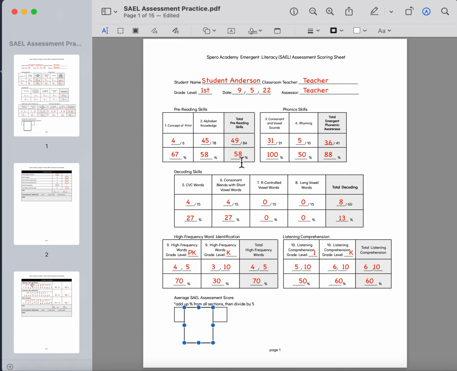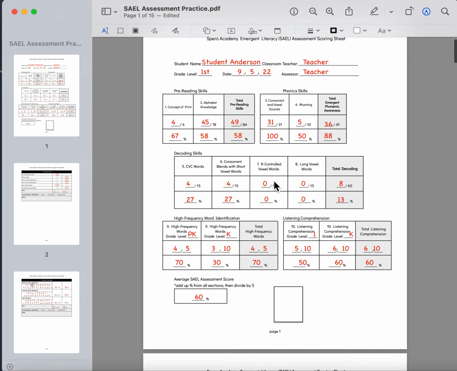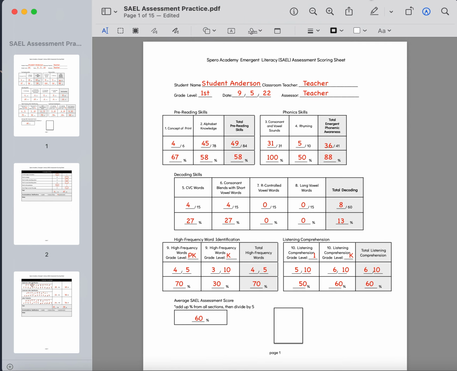So now I'm ready to do my total. When I do my total, I'm actually going to do an average of all of the sections, all 5 sections. So I'm adding 58% plus 88% plus 13 plus 70 plus 60, and I'm going to divide that by 5, which equals 60%. Actually 59 something, and I rounded it up to 60%. Okay, so that is how we are going to score the SAEL assessment.